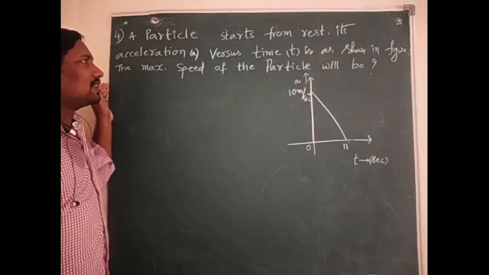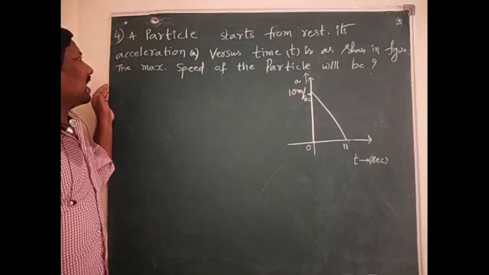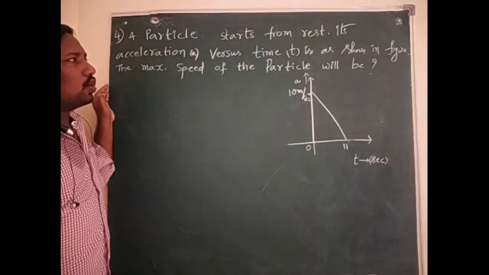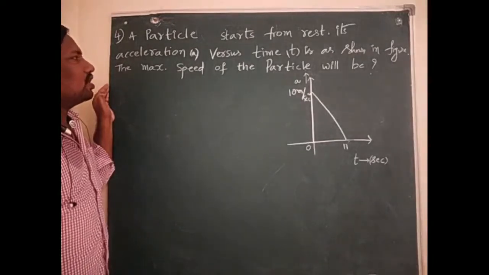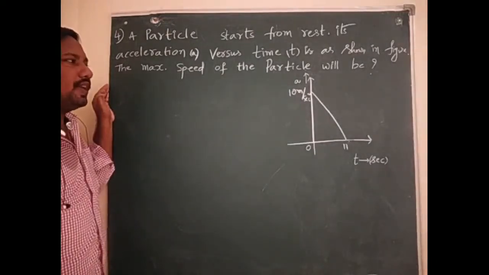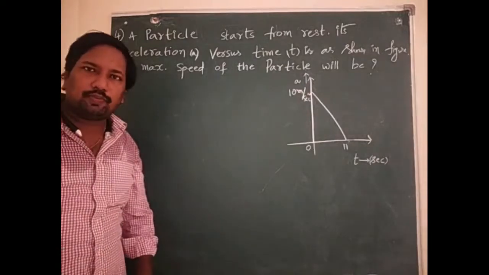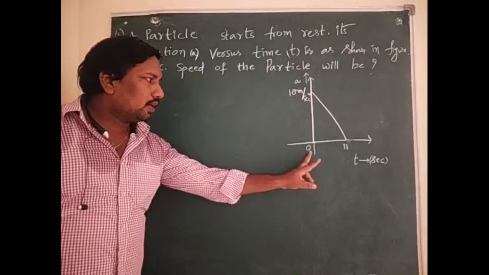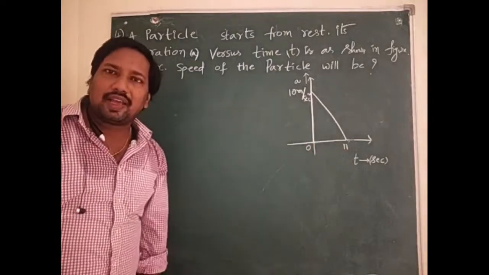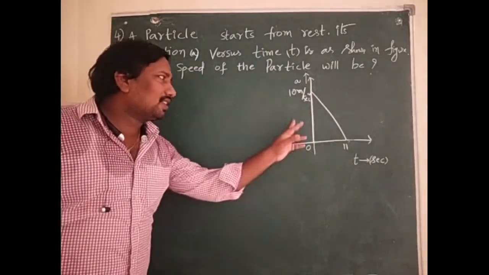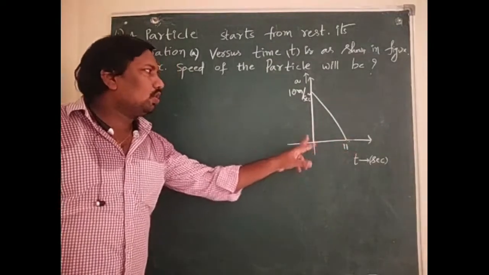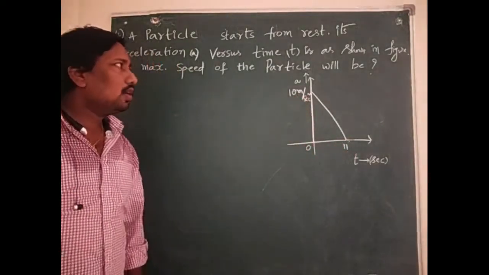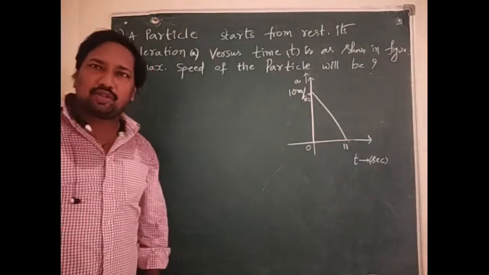Now problem number 4. A particle starts from rest. Its acceleration versus time is as shown in the figure. The maximum speed of the particle will be. So this is the problem. Here the diagram is also drawn. So here from 0 to 11, at the 11th second its acceleration is 0. At 0 second its acceleration is 10 meter per second square. So now we can find out the maximum speed.